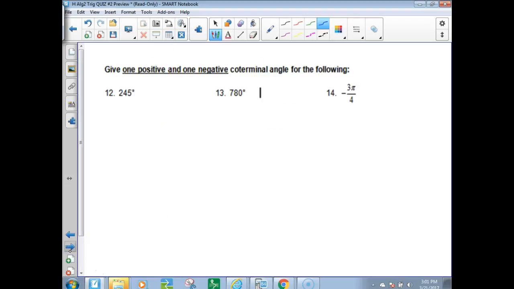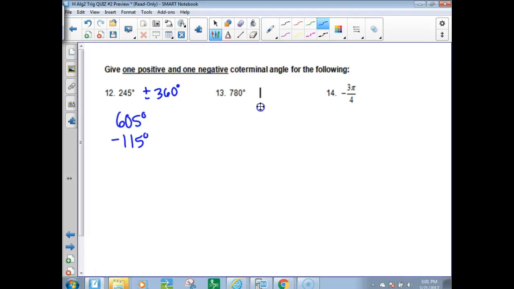All right, I believe we're on side 2 now. Worksheet for this will be on 15B. Find one positive and one negative coterminal angle for the following. So we're going to add or subtract 360. If I add 360, I get what, 605? And if I subtract 360, I get negative 115.